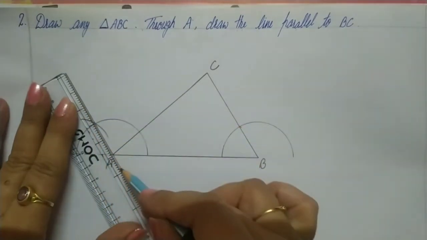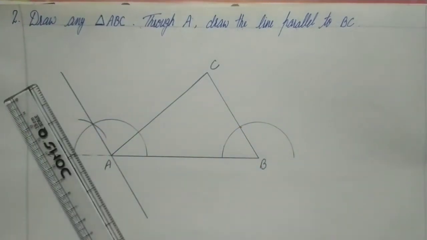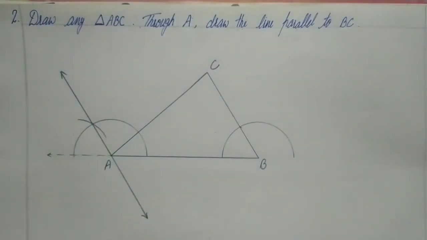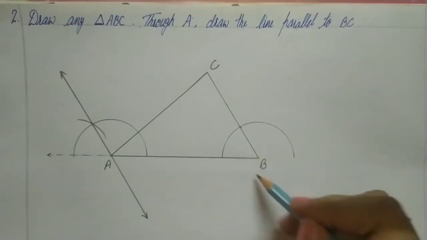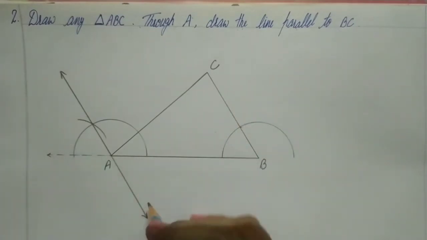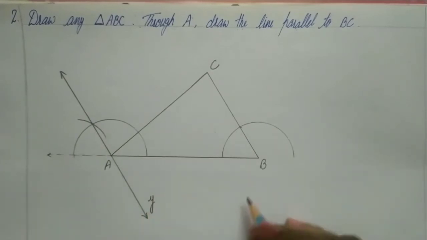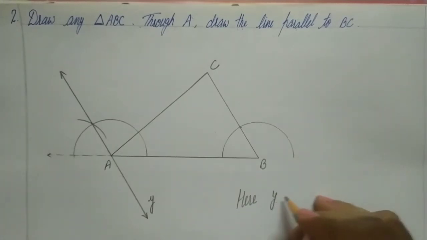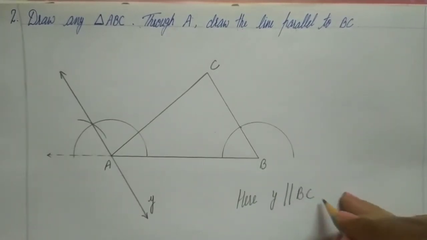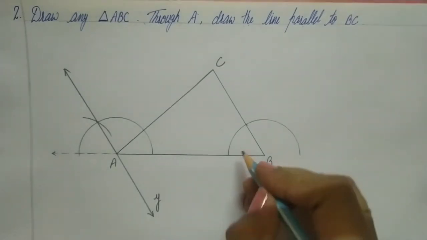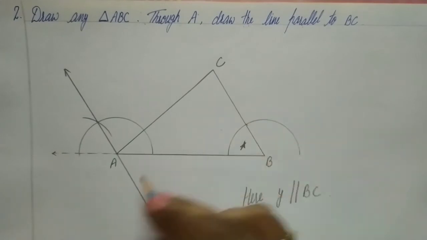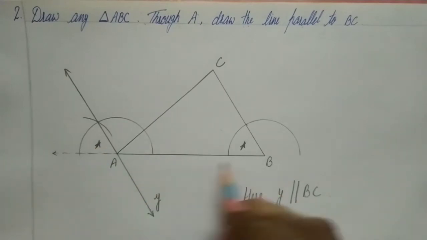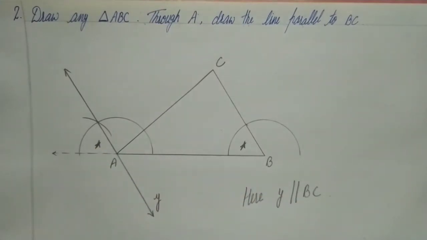Just draw it. Here you can see that this is the line which is parallel to BC. Let this line be Y. So in the figure we can see Y is parallel to BC, because the measurement of angle ABC and this angle are equal, and these are the two corresponding angles.